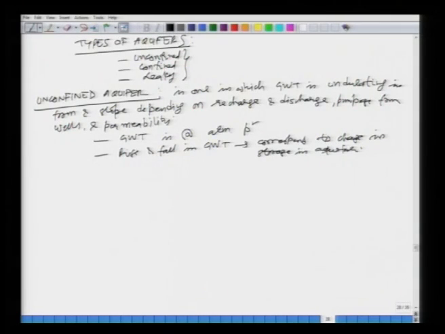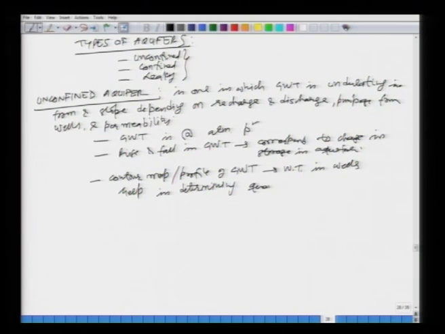Now, the other thing is the contour maps or profile of the groundwater table in the whole aquifer, which is basically your water table in the wells, the observed wells. We can find such maps. These maps actually help in determining the quantities of water available.